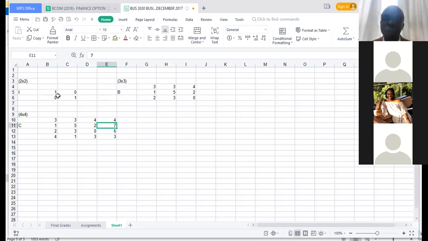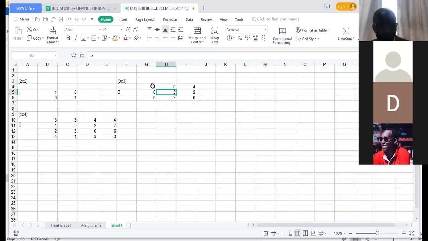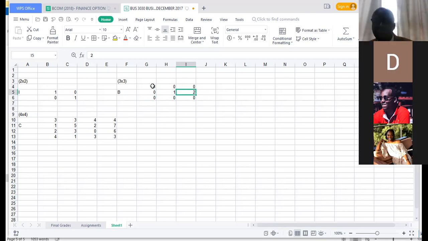So with this, can somebody tell me what will be the equivalent identity here? Which are the elements in the first column? Anybody? 1, 0, 0. Second column? 0, 1, 0. Third column? 0, 0, 1. That's an identity matrix of order 3 by 3.